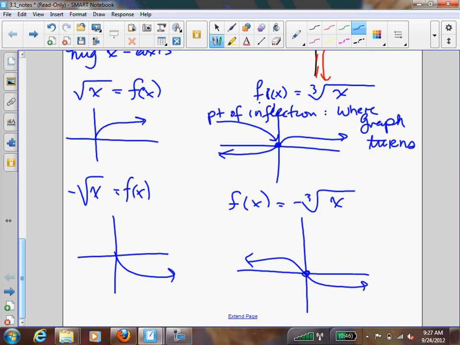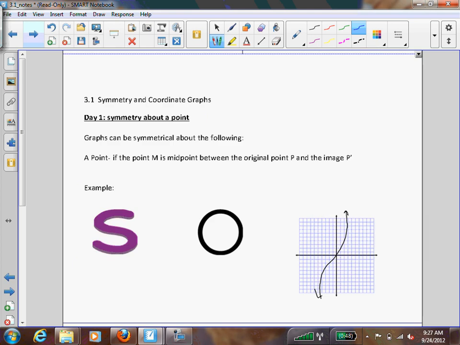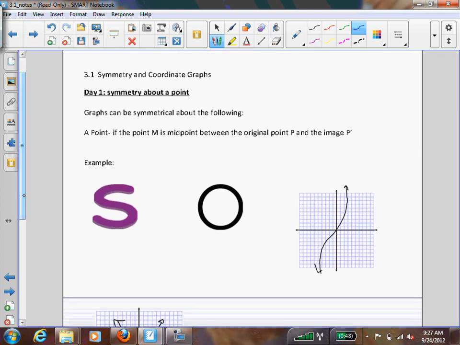So when we're talking about symmetry, what we're talking about are 5 different kinds. The origin, the x-axis, the y-axis, and the line y equals x, so actually 4. Okay, today we're just talking about the origin, which is the most common point of symmetry. Okay, so symmetry and coordinate graphs about a point. Graphs can be symmetrical around a point. If M is the midpoint between the original point and P prime, they are reflections.